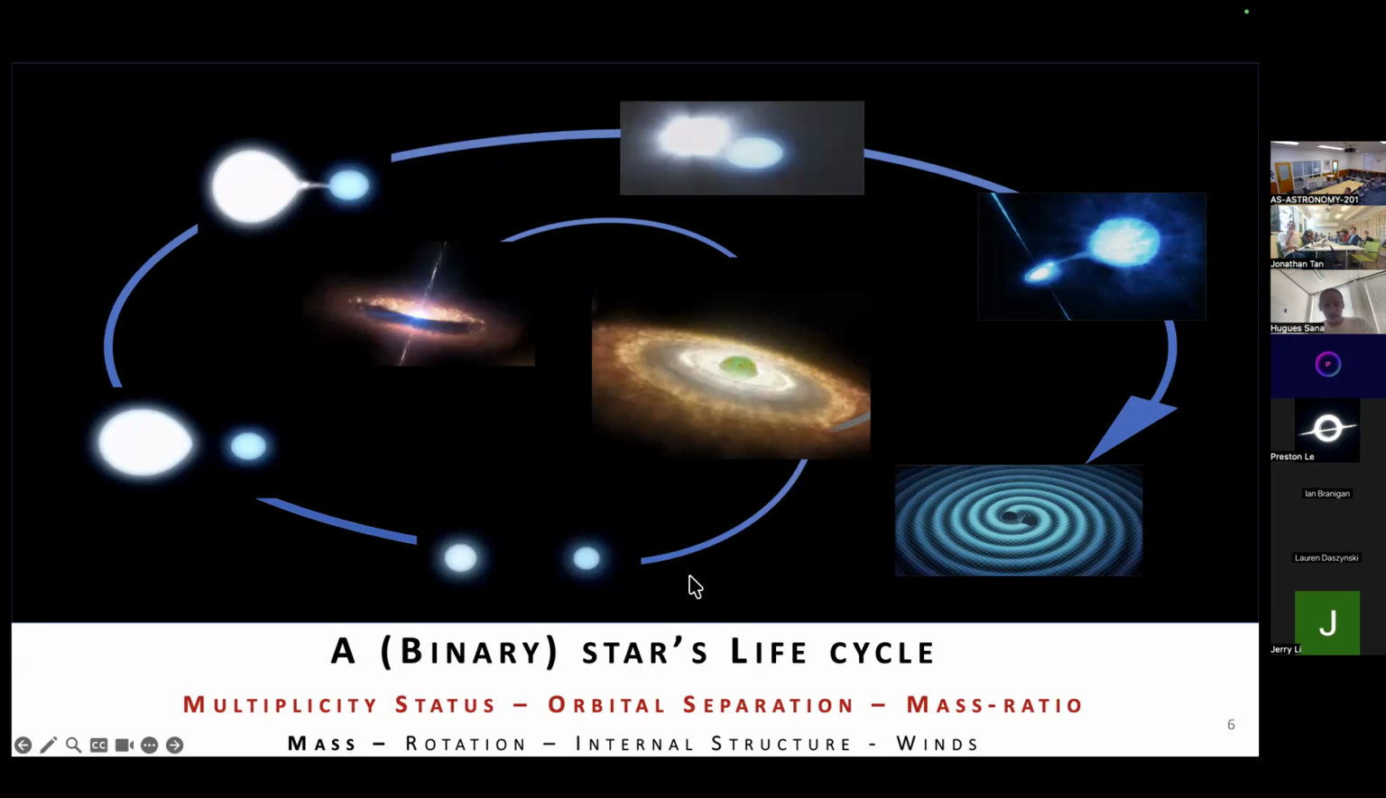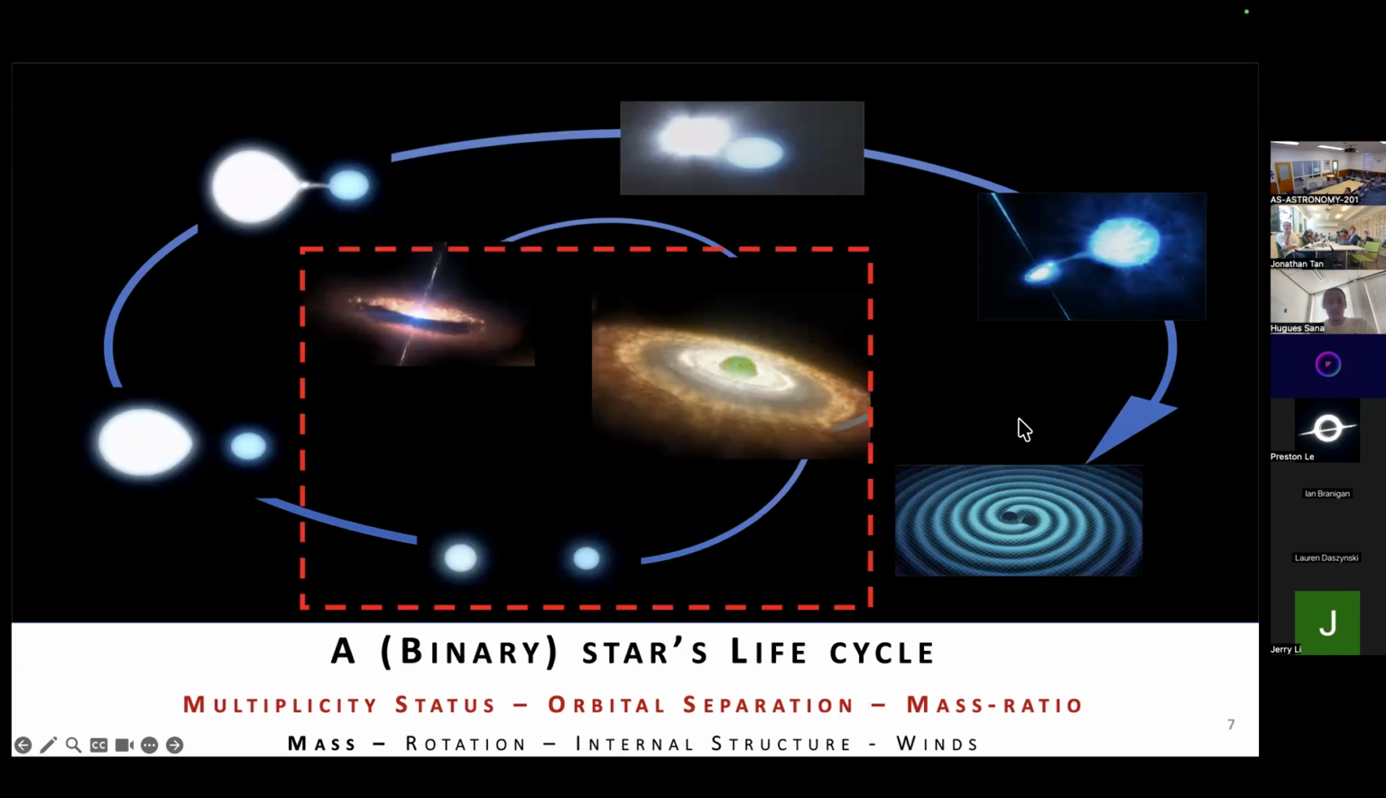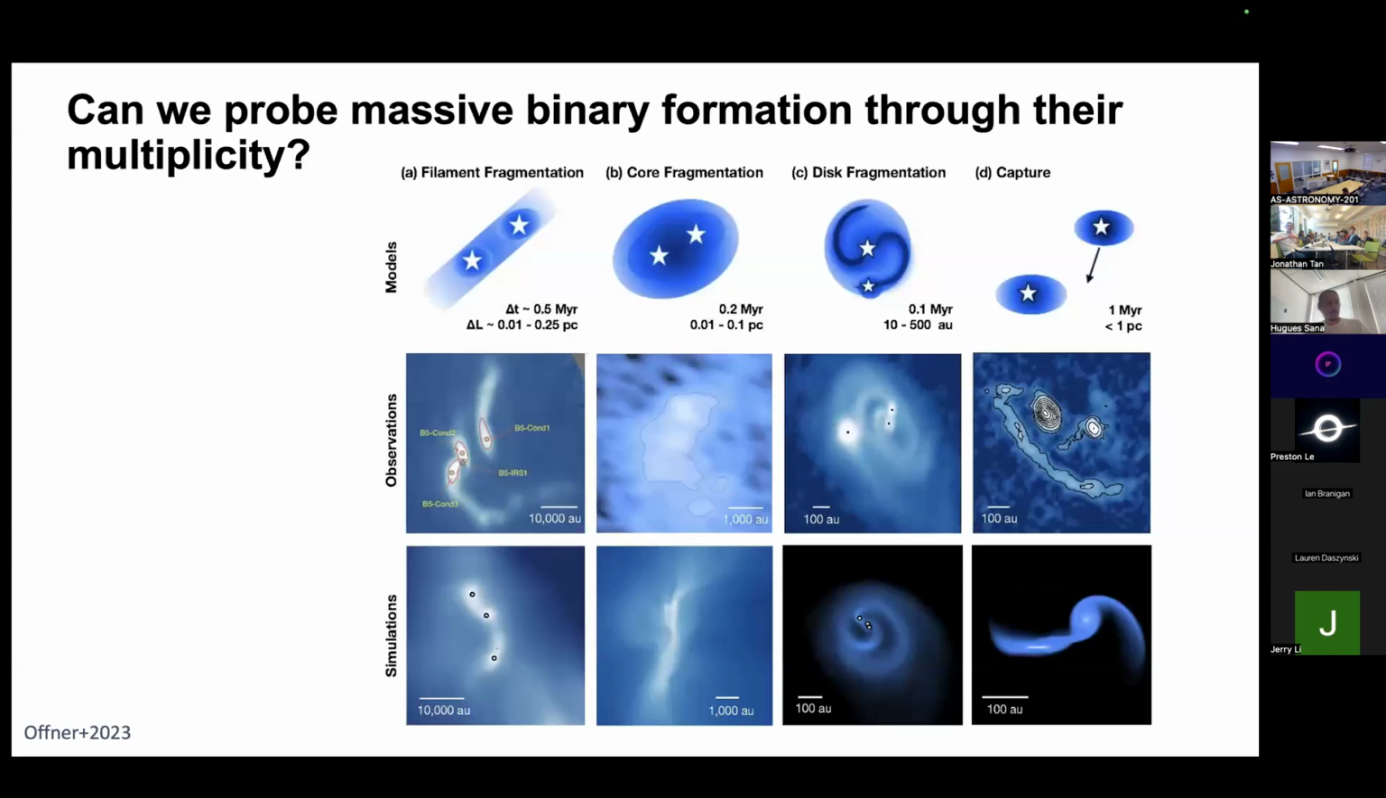But what I'm not going to do today is study this whole very interesting evolutionary sequence. What I'm going to do is focus on this region, trying to measure and characterize the outcome of massive star formation, so as to provide constraints that can then be used to see how those stars are formed. This is a picture from the review of Offner and collaborators that you're probably familiar with.